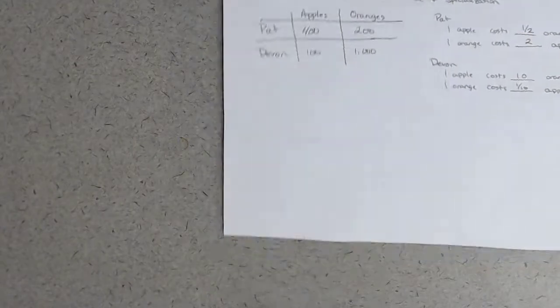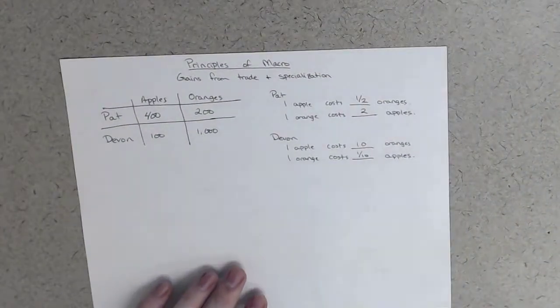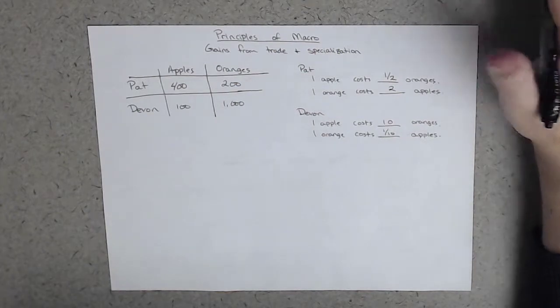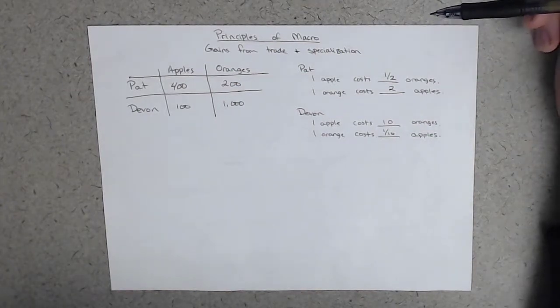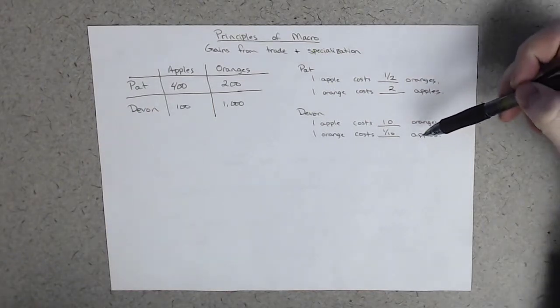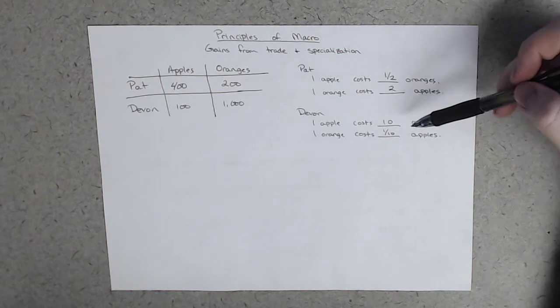Okay, so let's combine this with comparative advantage, right? What we were talking about earlier. So let's go back to Pat and Devin. Okay, so with Pat and Devin, right, as you can see, for every orange that Pat produces, he has to give up 2 apples. And for Devin, every apple costs him $10.